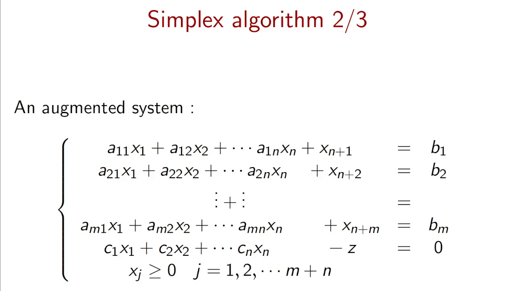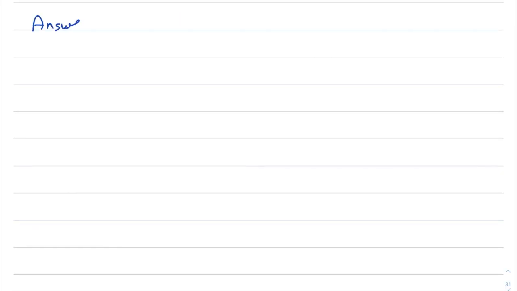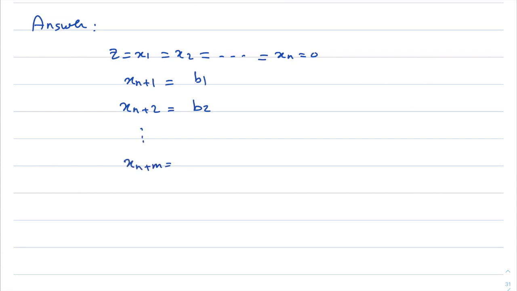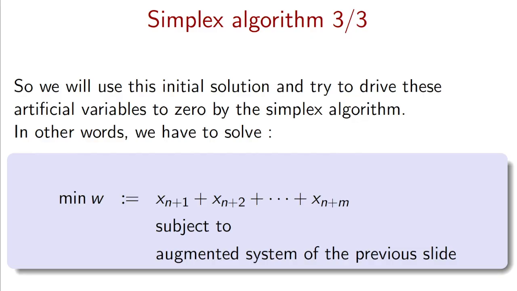And for example, what is the initial feasible solution for this system of equations? I will show you the solution. The answer is, we take x1 until xn equal to 0. So the solution is xn+1 equal b1, xn+m equal bm. And this is the initial basic feasible solution. So we will use this initial solution and try to drive these artificial variables to 0 by the simplex algorithm.